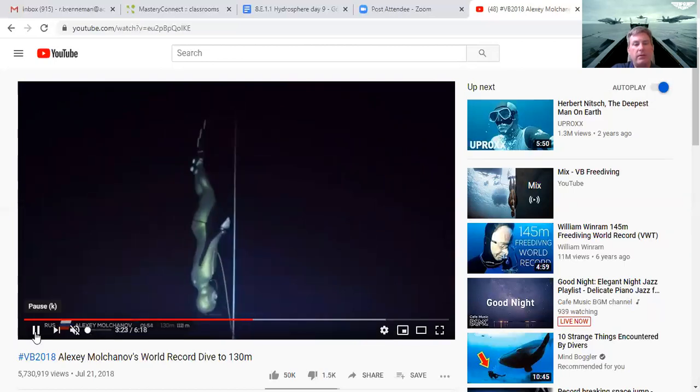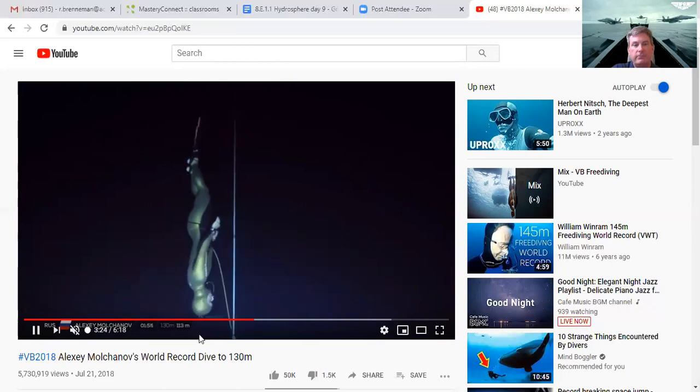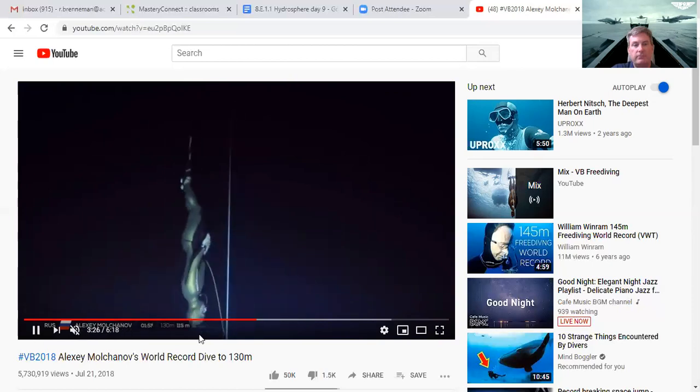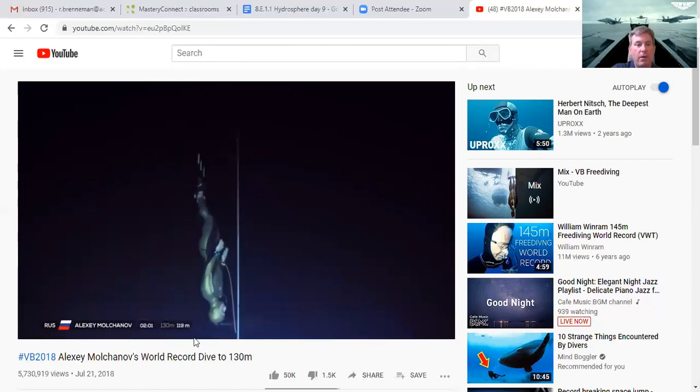You can see right there, it says 112 meters down. Back up here, see how light? Dark, dark, dark, dark. He's gotten pretty dark. And we're still going down. Oh yeah, we're 2 minutes in and this dude's still holding his breath.